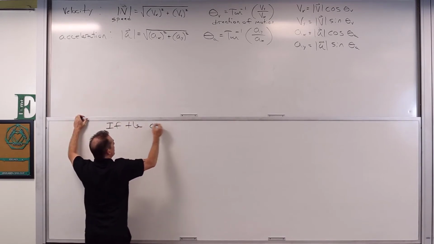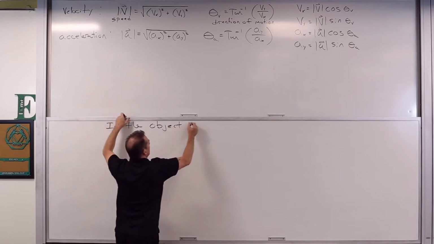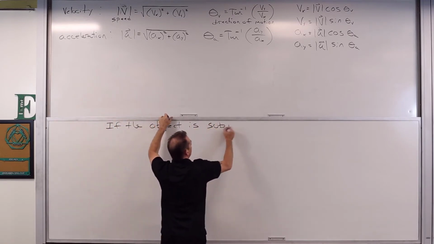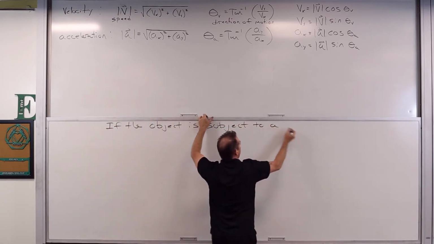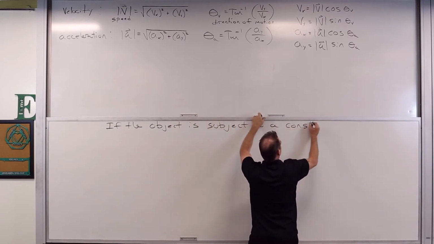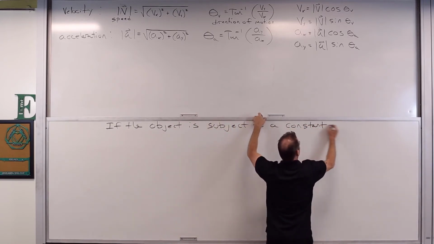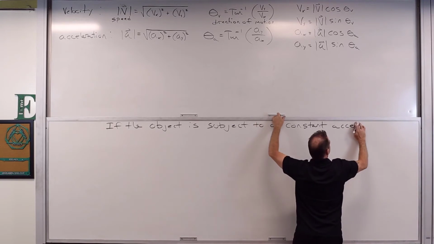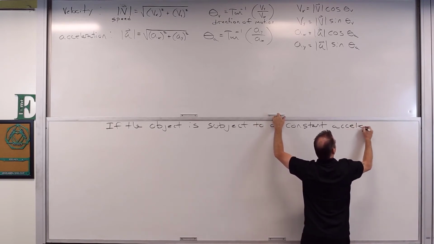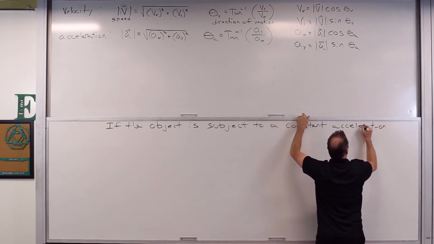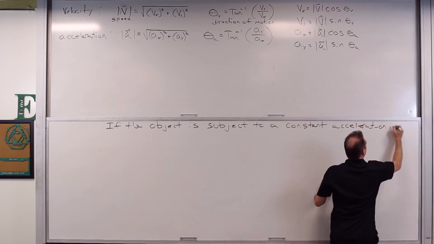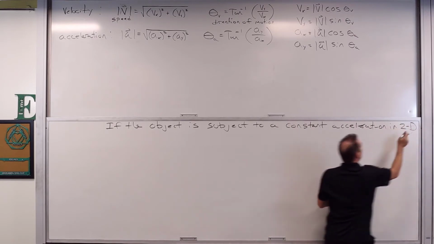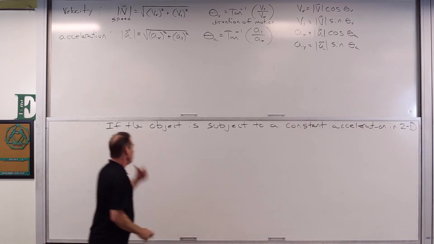If the object is subject to a constant acceleration, messy there, slipping out of my hand. In 2D, two dimensions, we have this.